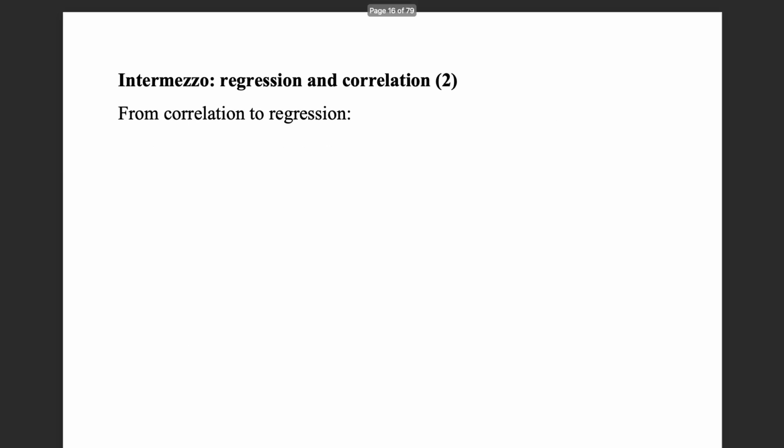So why am I telling you this? Because correlation and regression have a direct relationship with each other. And the best way to understand that is to think about how we could get from one to the other. How could we translate a regression into a correlation, or a correlation into a regression?